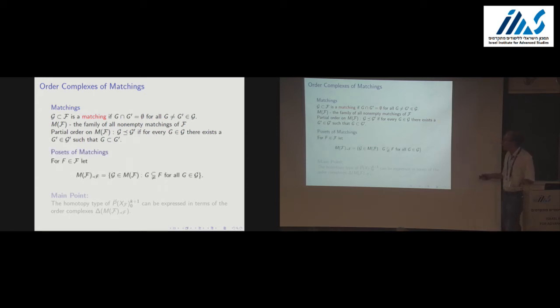Given a hypergraph and a set F in the hypergraph, we can look at all the matchings of F such that each such set is contained but not equal to F. Now, the main point in our computation is that you can actually write the homotopy type of the path space in terms of the order complexes delta of M of F bounded by F.